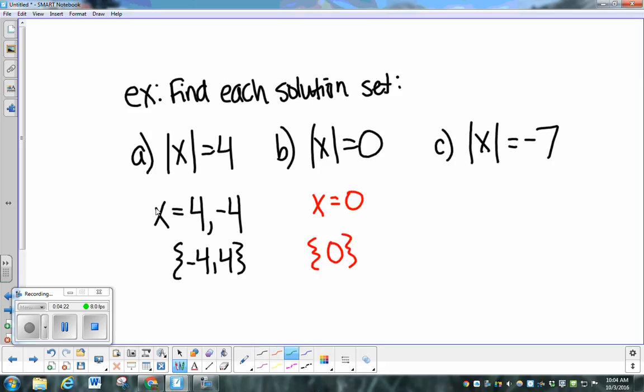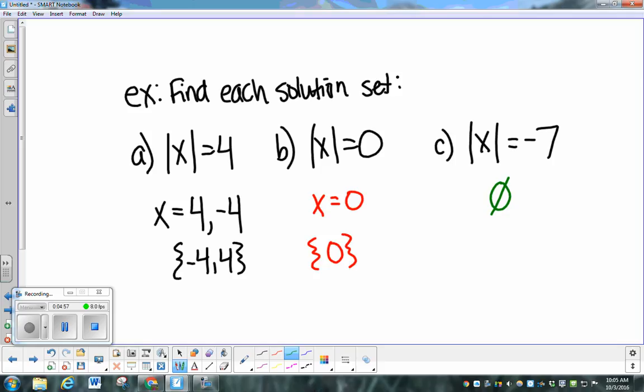And then last on C, what happens on C? Why is it no real numbers? Yeah, an absolute value only gives us positives, so we can't get a negative answer.